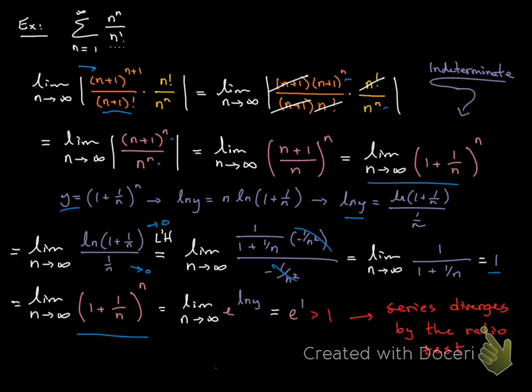There might be some practice on the WebAssign assignment for that. Otherwise, I just want to see that you can apply the ratio test, work with this limit, do the manipulations, and understand when the ratio test gives convergence, divergence, and is inconclusive.